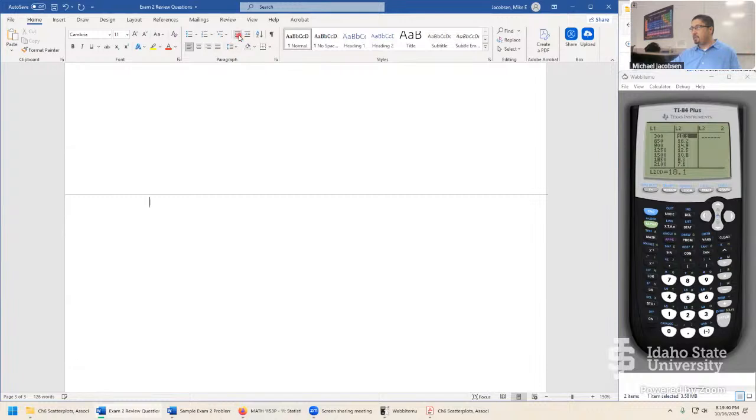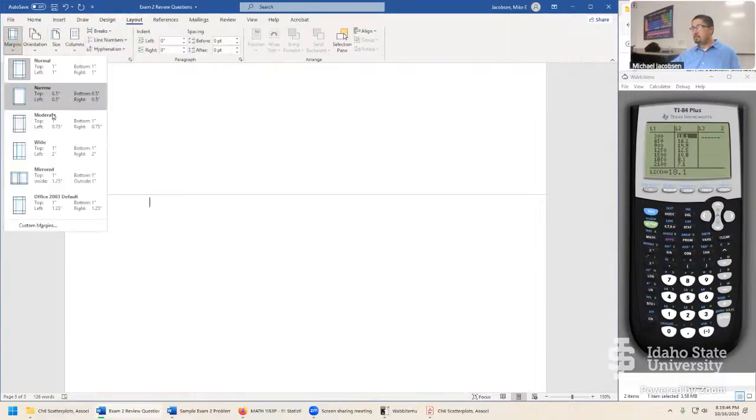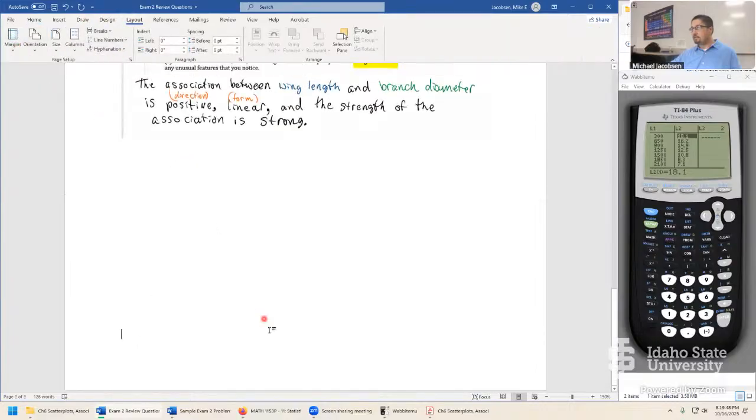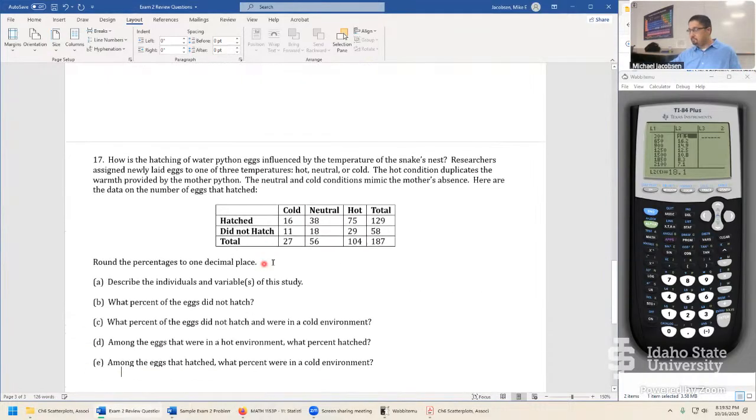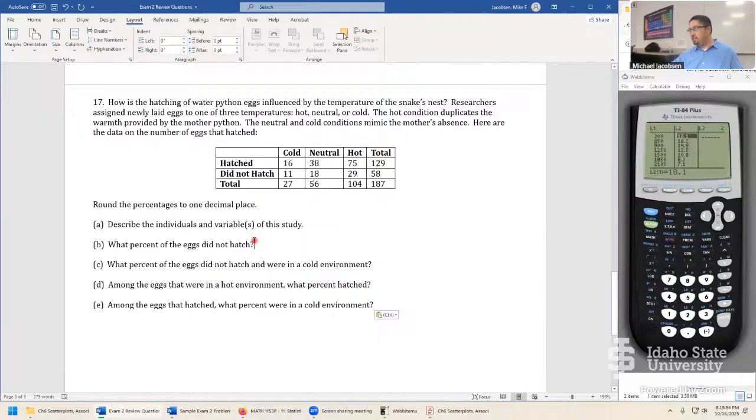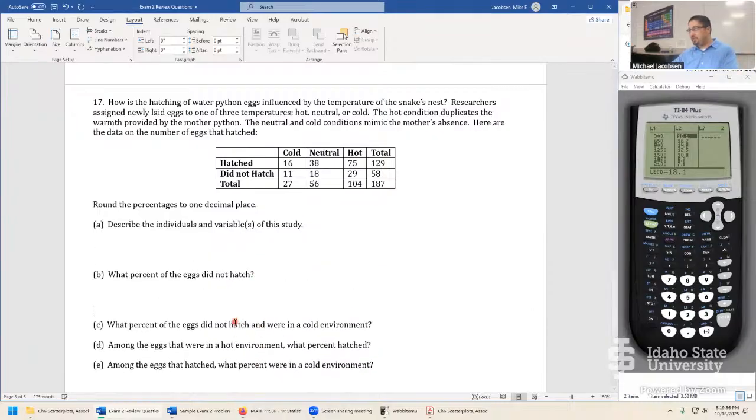What's going on with my formatting here? Okay, that looks a little better. Okay, so here's that question. Of course, there'll be actual spacing on the real exam.